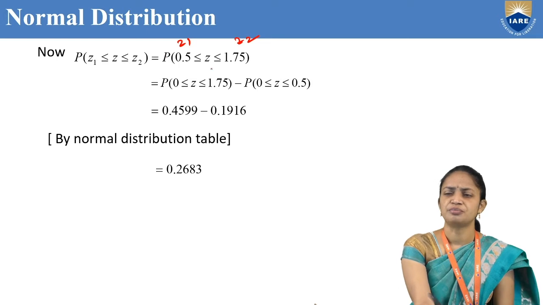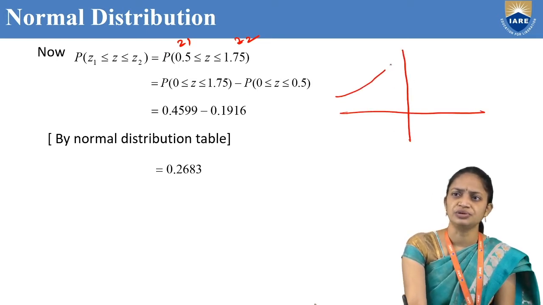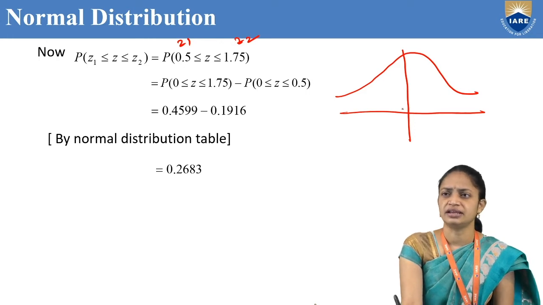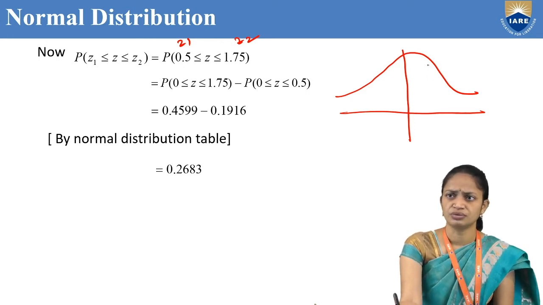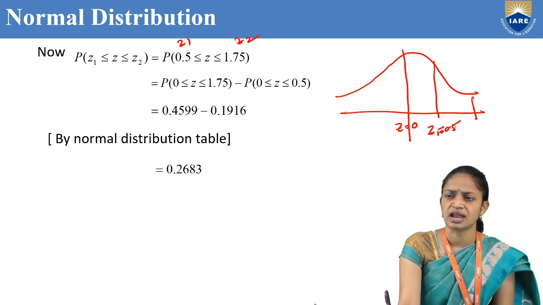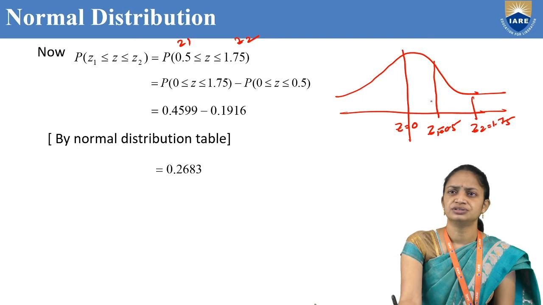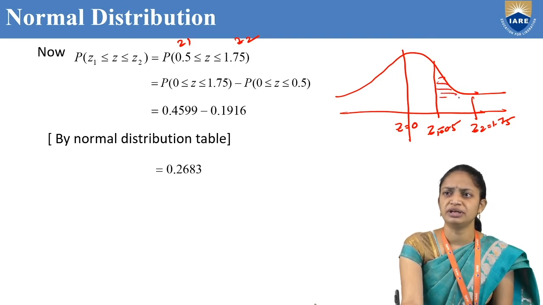So both are positive values. That means we have to take these values in the right side area. So here in the normal curve, this is z equal to 0, and the positive first value is z1, here 0.5, and z2 value is this, 1.75. So we need only this in between area.